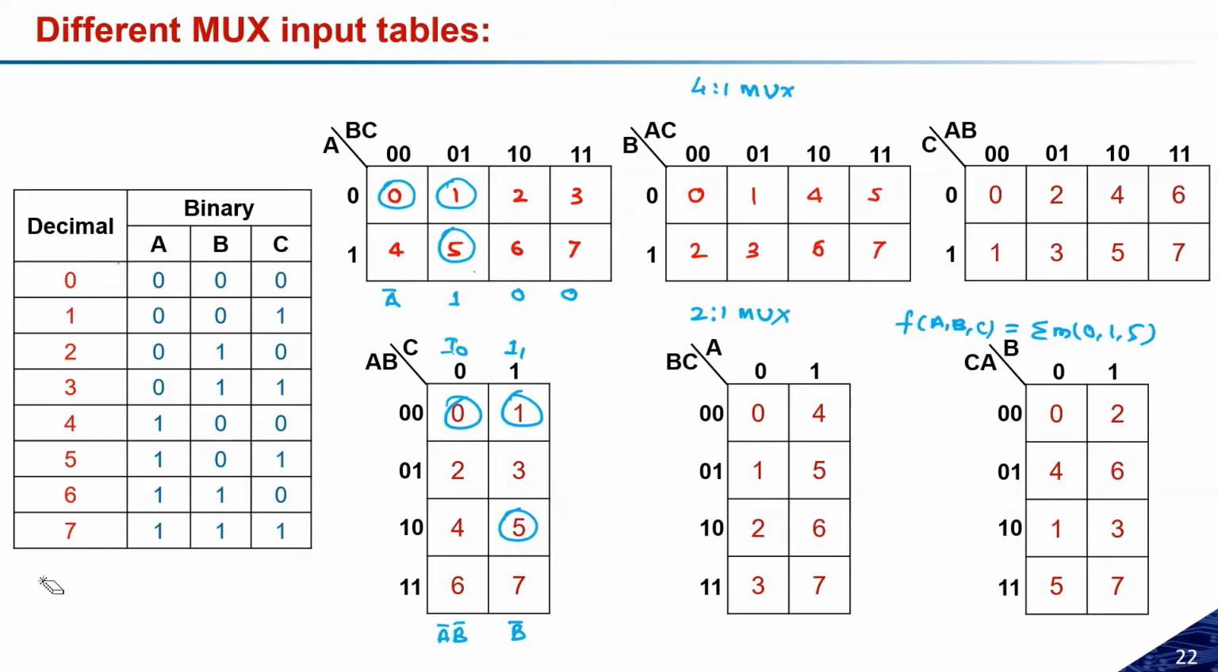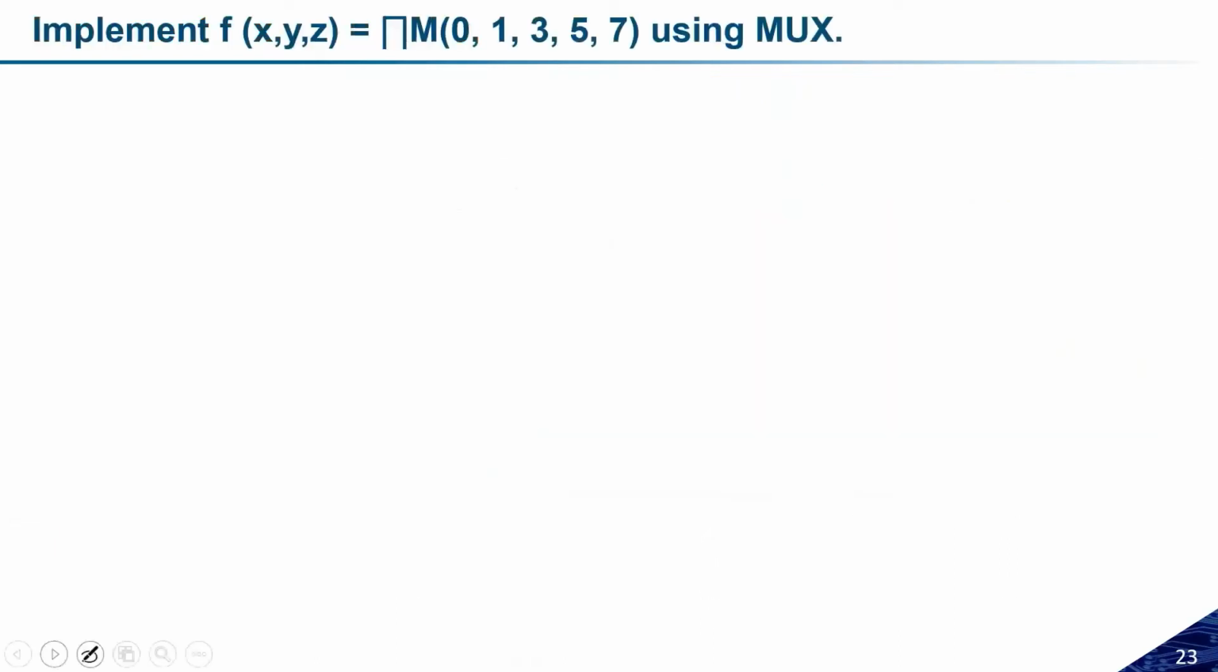Now, this is all about how we can design the multiplexer. Here we have another problem. Suppose I have a POS form which is given something like this, and I have to implement it with the help of a multiplexer. So how can we design this? Let us try to design it.